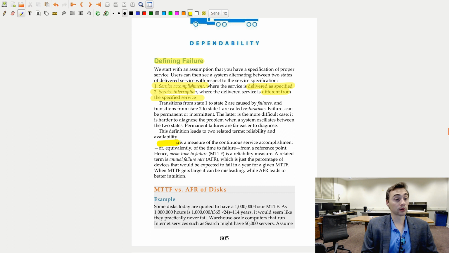So what is reliability in this context? It's the measure of continuous service accomplishment or the time of failure from a reference point. So there are metrics like mean time to failure or annual failure rate, which is a percentage of devices that we would expect to fail in a year given the mean time to failure.